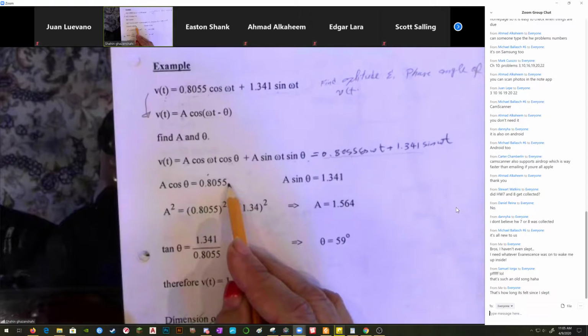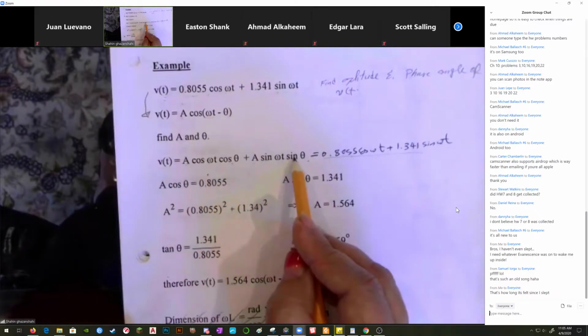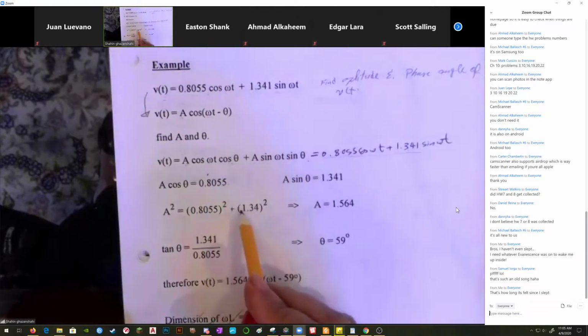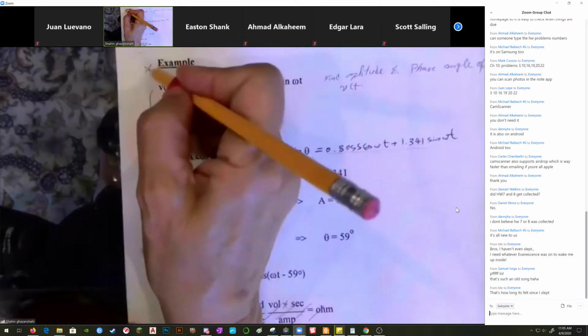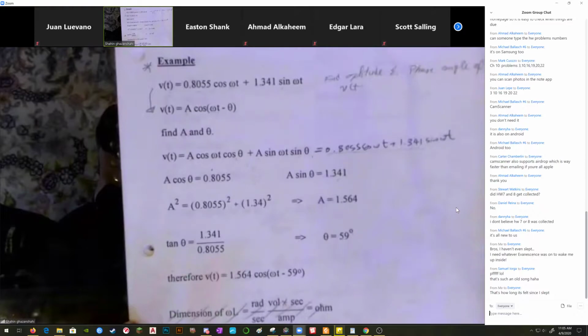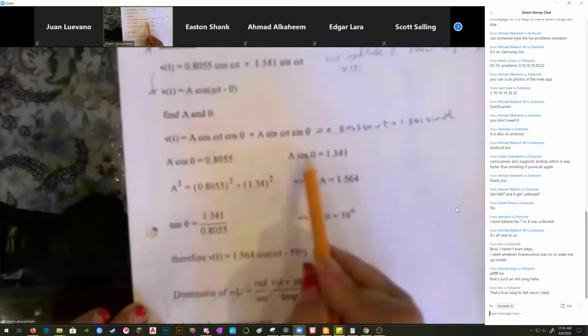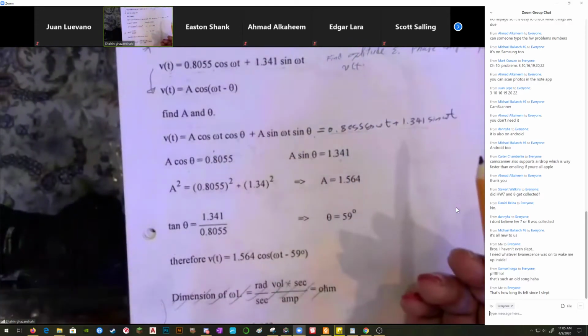0.8055. Your A sine theta is 1.341, correct? This is an important example. You need this because we need to learn how to change to phase. Okay. Now you want to find A and theta. You do the math trick.